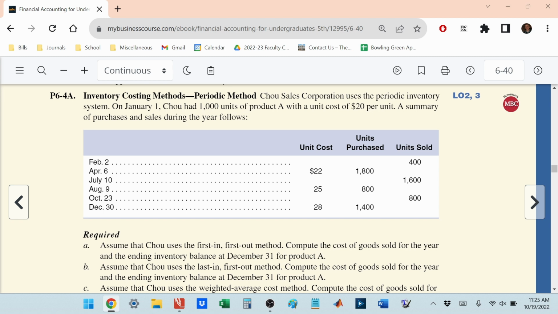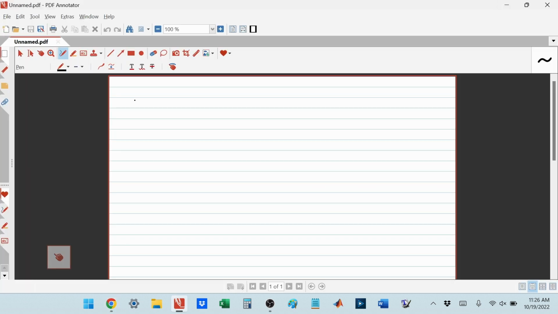So it says Cho Sales Corporation uses the periodic inventory system, and it gives us information on how many units are in beginning inventory, their cost, and then a summary of the purchases and sales that were made this year, it looks like, for Cho Sales Corporation. So the first thing you do with any one of these inventory problems is you figure out how many units are sold and how many units are left at the end of the period.